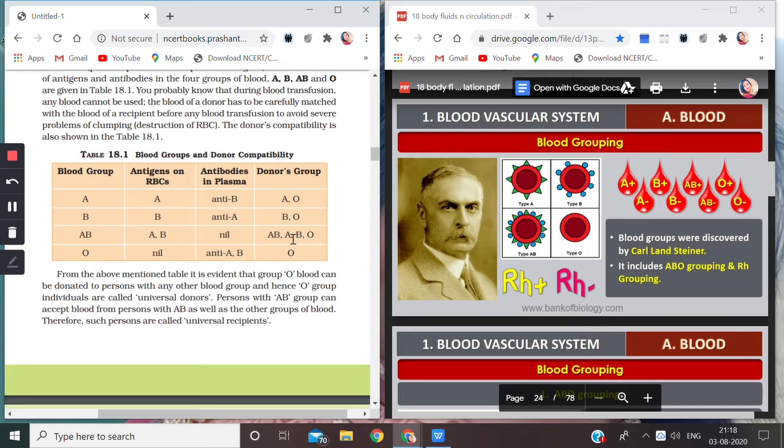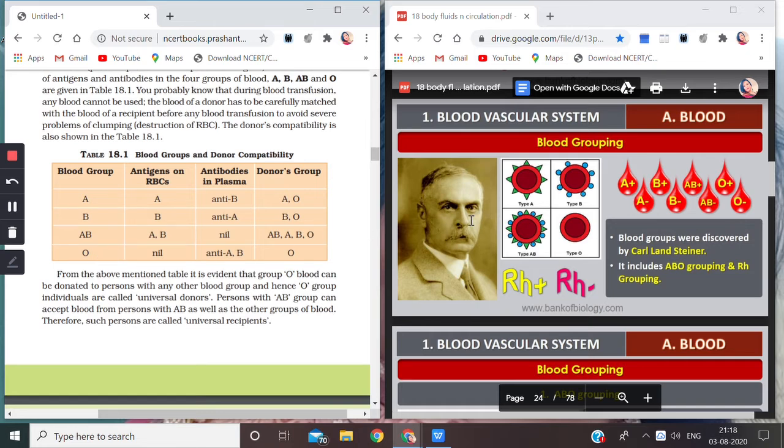Now, because anyone can give blood to this blood group, that is why AB is known as universal recipient. And because O blood group can give to everyone, you see, here also it can give, here also, here also and here also. Because blood group O can give blood to everyone, that is why blood group O is known as universal donor.